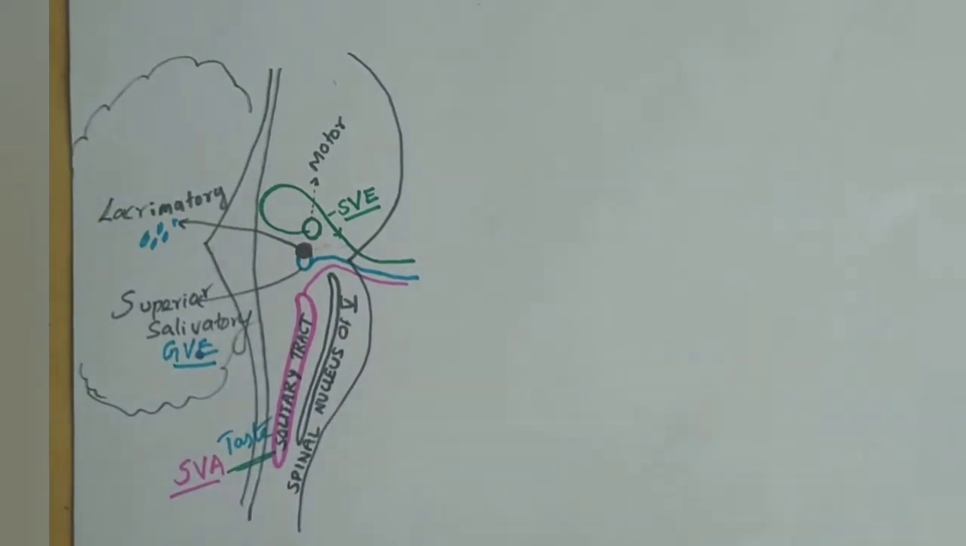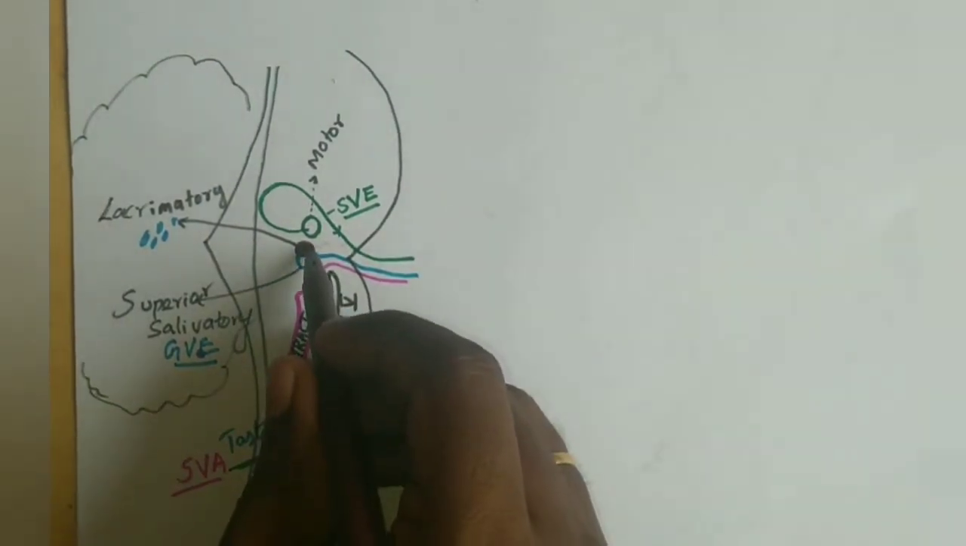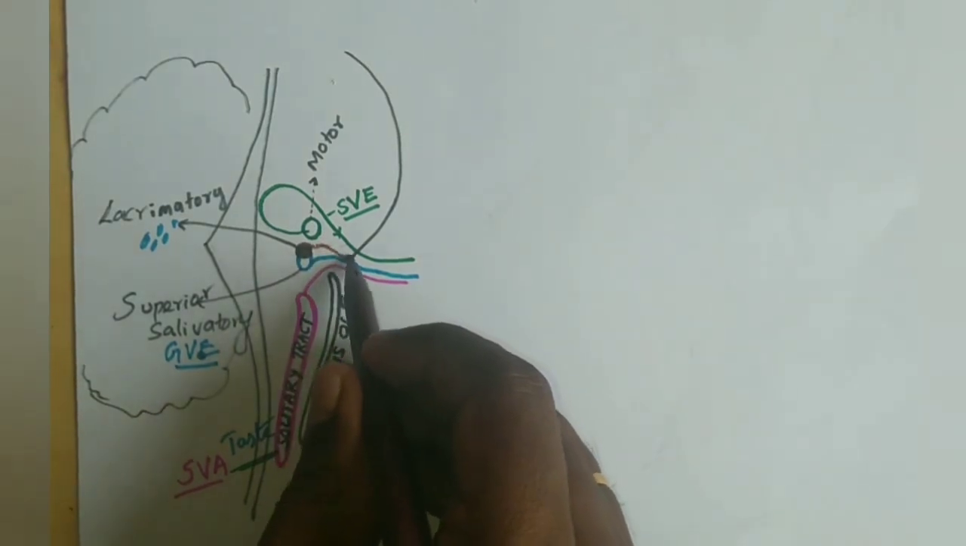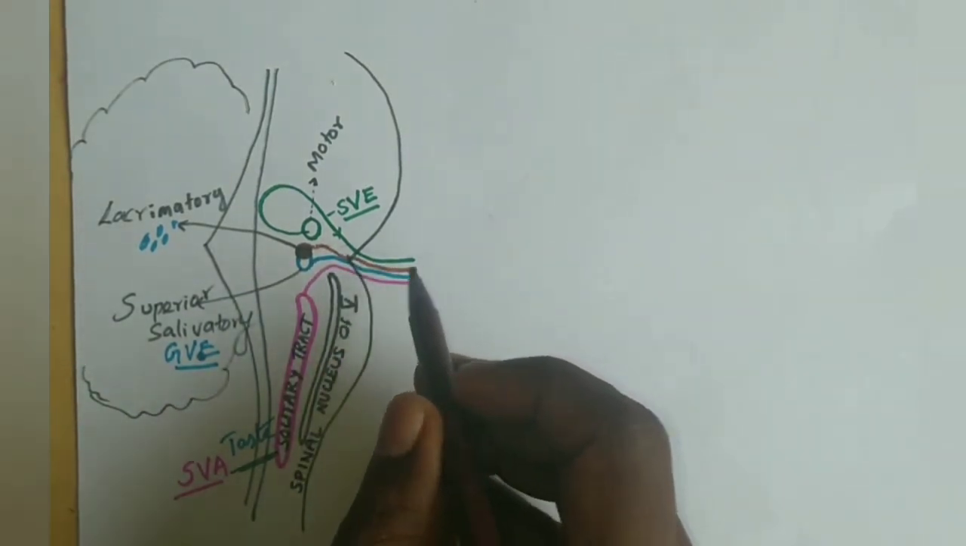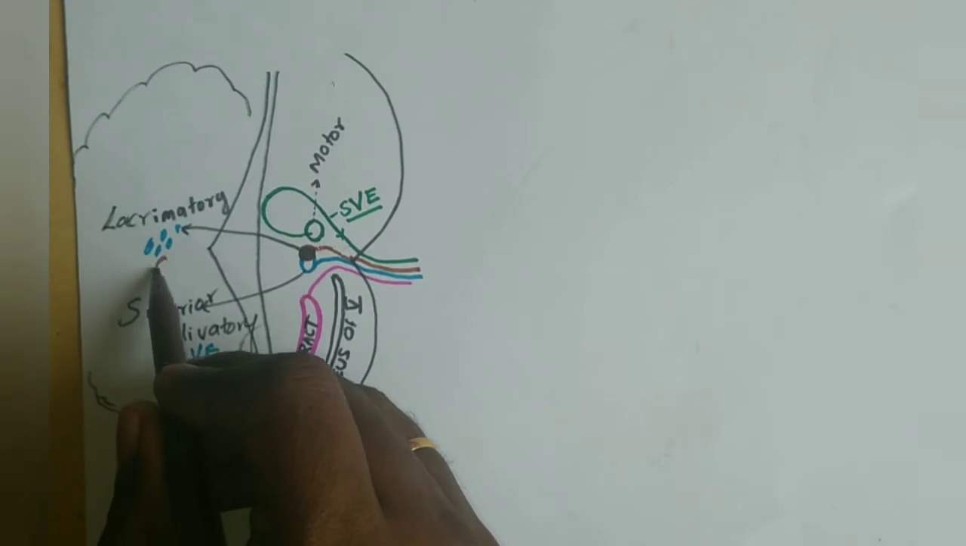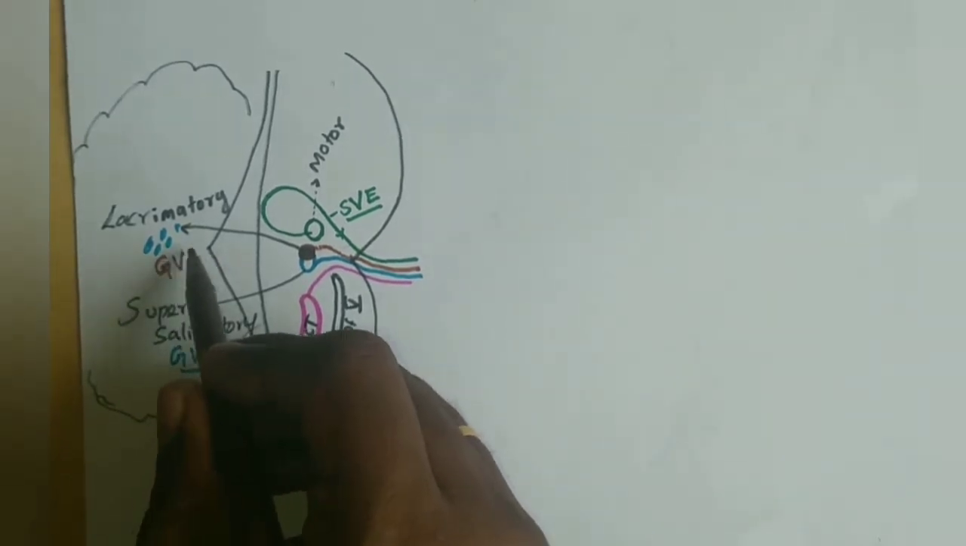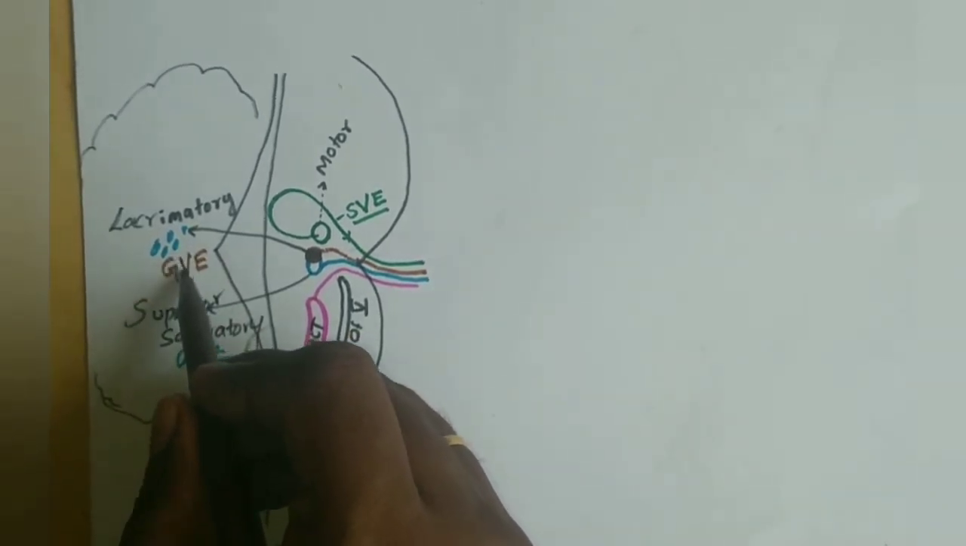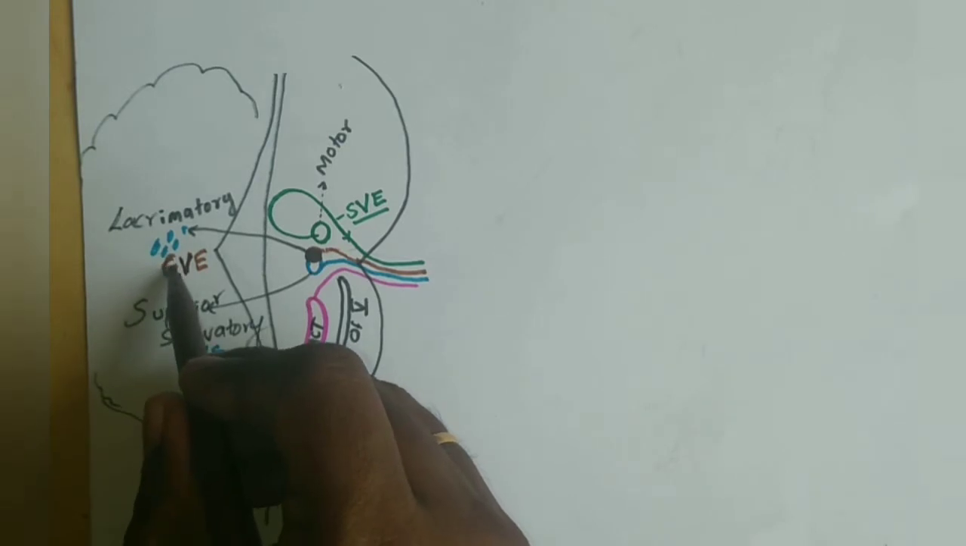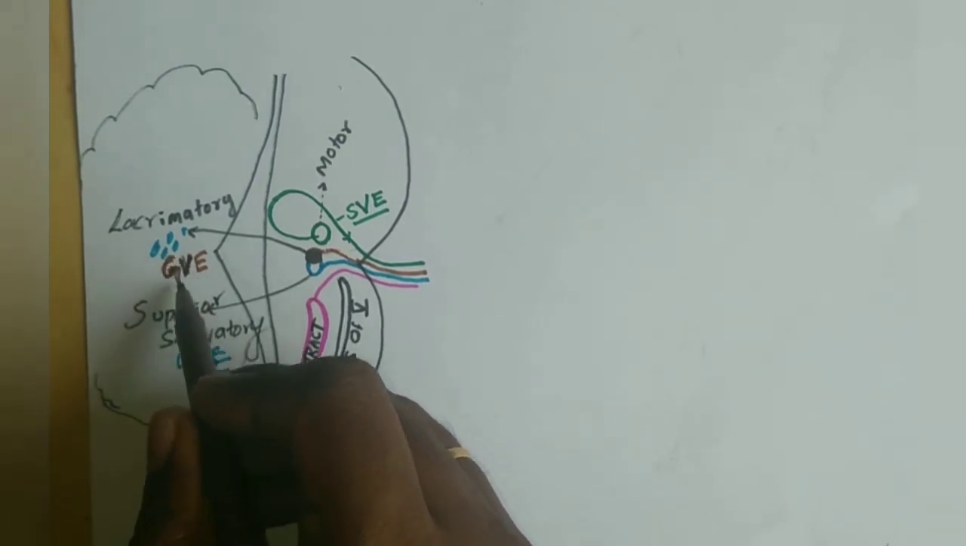Next is the lacrimatory nucleus. This lacrimatory nucleus is responsible for the production of tears. So this is also considered general visceral efferent. These are supposed to be supplying the viscera, so it is general visceral efferent fibers.